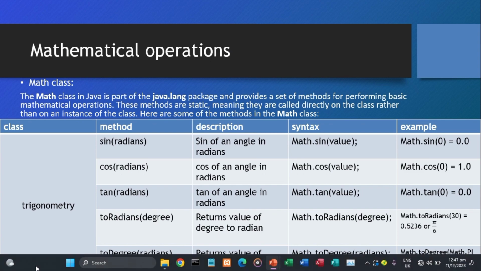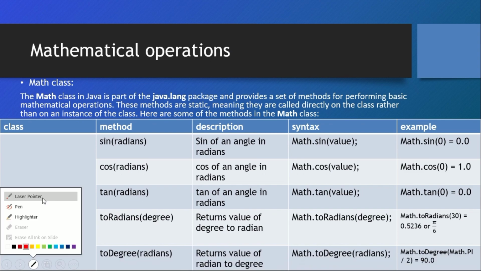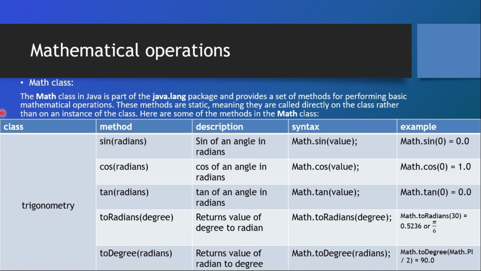So the math class in Java is part of the java.lang package and provides a set of methods for performing basic mathematical operations. These methods are static, meaning they are called directly on the class rather than the instance of the class. Here are some methods in the math class. So we have our class column there, a method column, a description, syntax, and an example on how to use that syntax.